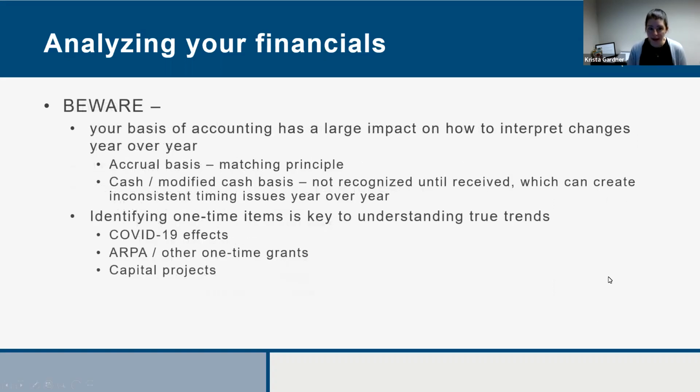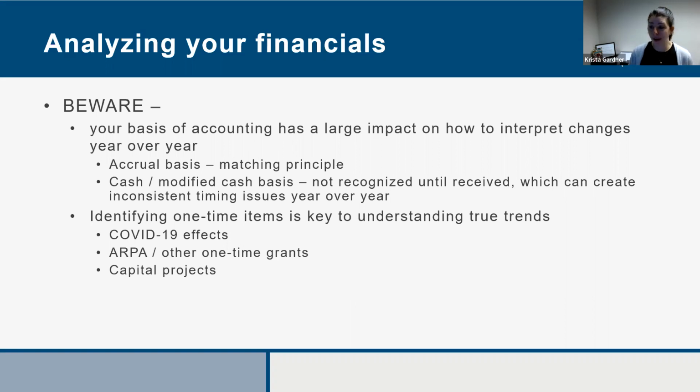A couple of reminders here is your basis of accounting has a large impact on how to interpret your changes. And this is really important when we talk about cash basis, because remember, timing is everything when it comes to cash and modified cash basis. If you don't receive that payment until January, even though it was for the year before, you record that revenue in January. So now let's take, for example, a quarterly payment you might receive from Comcast for cable franchise fees.